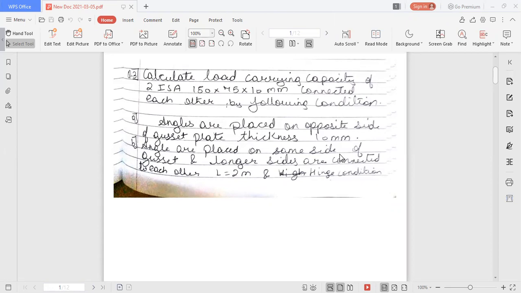So just note down the question and after completing let me know so that we can proceed for the solution.